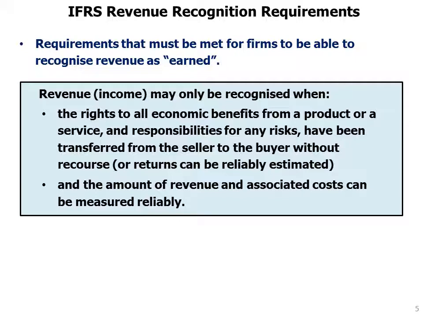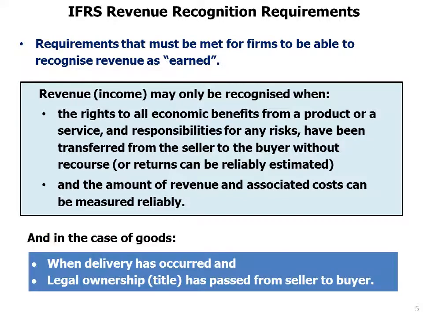There are two additional conditions which must be met in the case of goods. The first is that delivery of the goods has to have taken place, and the second is that legal ownership, the title to the goods, has passed from the seller to the buyer. The recognition of revenue is regardless of when payment is received. Sales may be made on credit terms, paid for in cash on delivery, or paid for in advance.